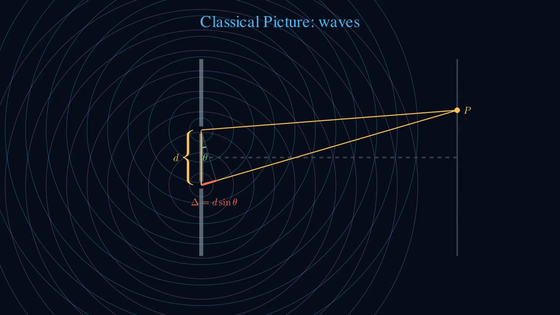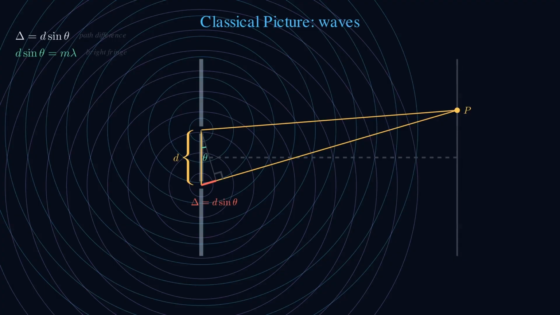Here is the geometry. Drop a perpendicular from the upper slit onto the lower slit ray. You get a right triangle. The hypotenuse is d, the slit separation. The angle at the slits, between the baseline and the rays, is theta. So the small leg, the path difference, is delta equals d sine theta.